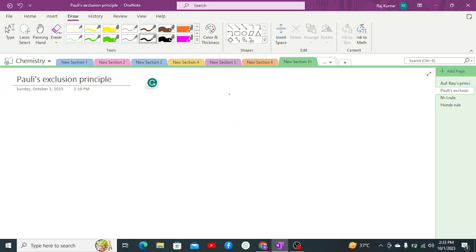Now, Pauli's exclusion principle. Pauli's exclusion principle says that inside an orbital, no two electrons can have the same four quantum numbers. We have four quantum numbers: principal quantum number, azimuthal quantum number, magnetic quantum number, and spin quantum number. According to Pauli's exclusion principle, two electrons inside an orbital cannot have all four quantum numbers the same.